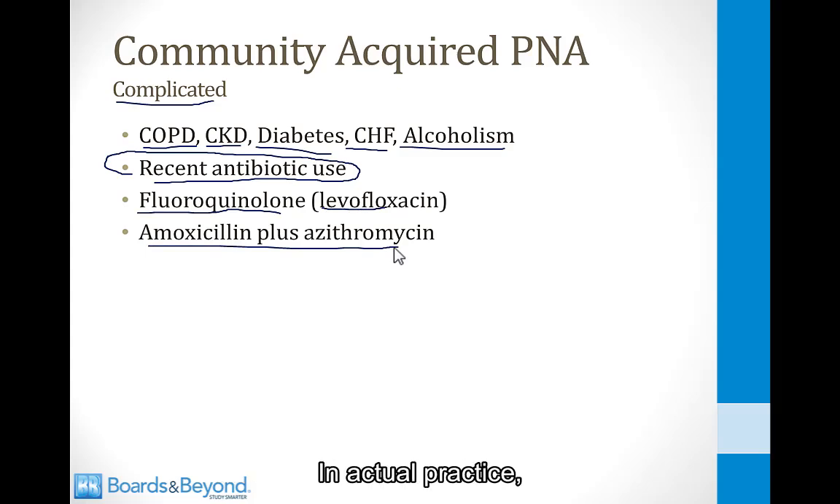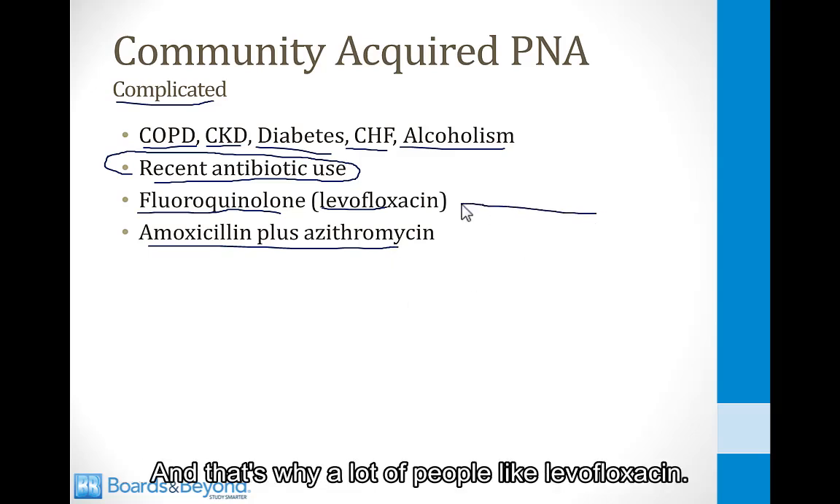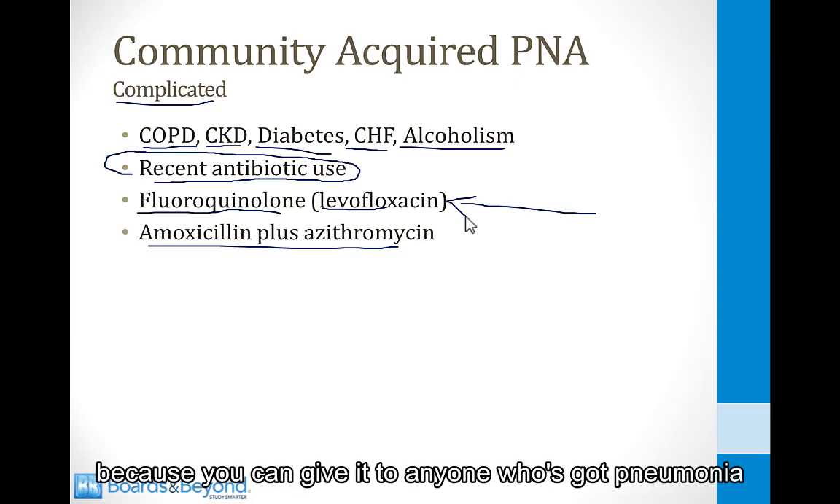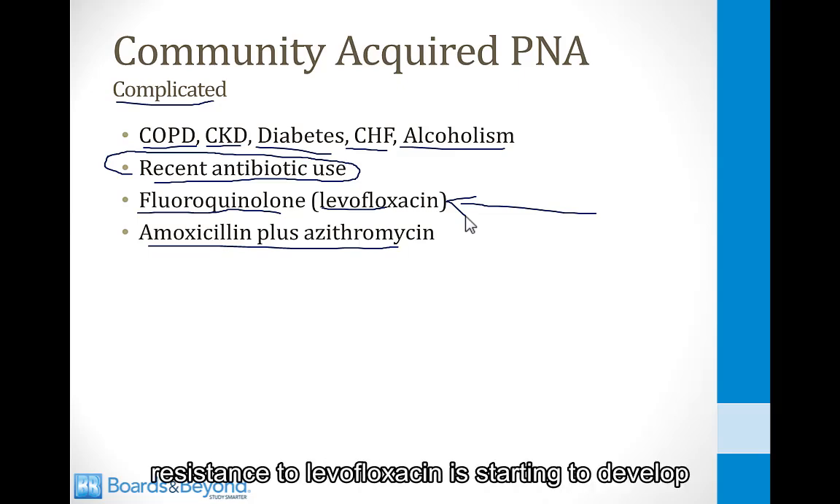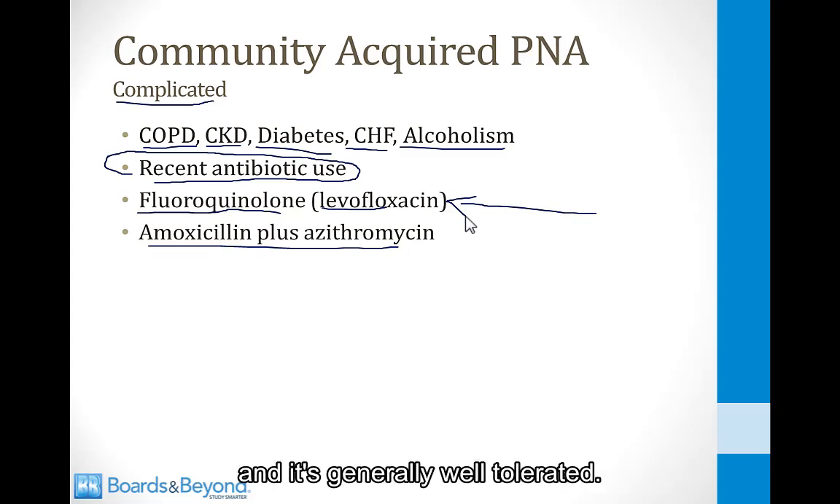In actual practice, a lot of doctors just presume it's a complicated case, and that's why a lot of people like levofloxacin. Some people call it vitamin L, because you can give it to anyone who's got pneumonia and you don't have to worry about whether it's complicated or uncomplicated. The problem with this approach is in a lot of places in the country, resistance to levofloxacin is starting to develop, but it's very popular because it treats a lot of forms of pneumonia and it's generally well tolerated.